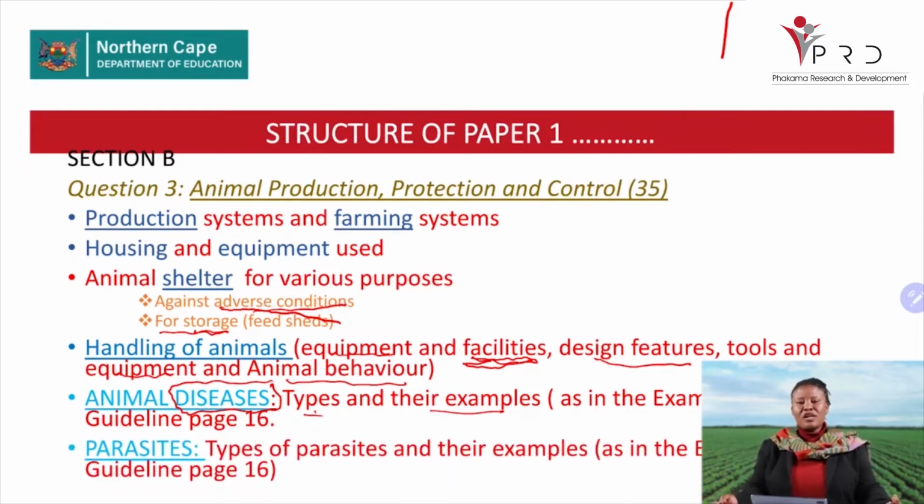And then the last part of question 3, we look at the parasites. We know that we have 2 types of parasites, the endoparasites and ectoparasites. So you must know the types of parasites and their examples. As we indicated on the diseases, the examples are important, as it is also stipulated in the exam guideline on page 16. And I hope all of you learners have the exam guideline, because you cannot write the exams without knowing what is expected. Let's continue.